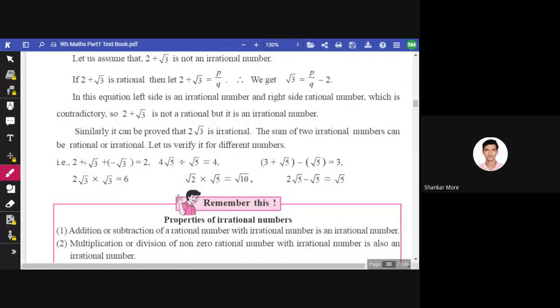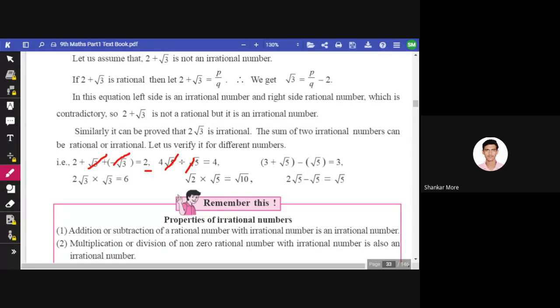Okay, now in this example you can see 2 plus square root of 3 minus square root of 3, so ये positive negative कट जाएगा, so rational आ जाएगा. That is not the case. Okay, now here also root 5 कट जाएगा तो 4 आ जाएगा.